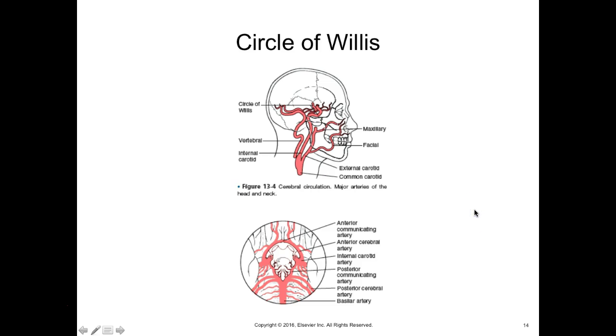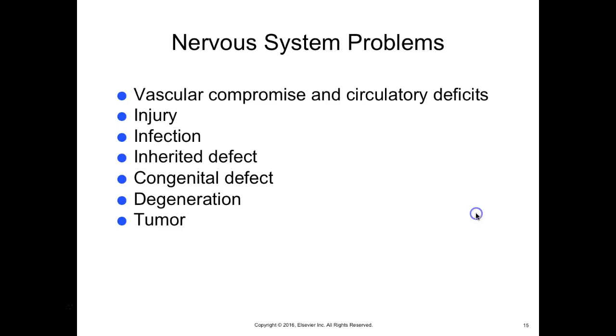Here's the circle of Willis. So it shows you 2 different views here. And it's just showing you the branches here, which feed the circle of Willis, and then how it supplies the brain with blood supply.